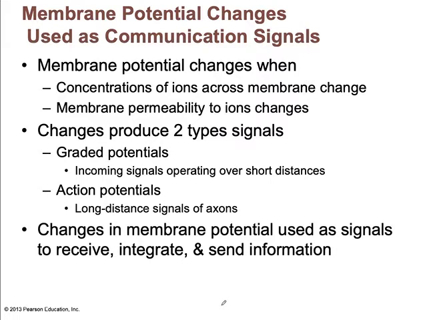Okay? Changes in membrane potential are utilized as signals to receive, integrate, and send information. All right, so this is how we turn stimuli into electrical information, how we send that electrical information to the central nervous system, how we integrate that electrical information with other electrical information, and how we issue commands based on that information in order to respond to those stimuli in a way that keeps us alive. That's basically the role of the nervous system.